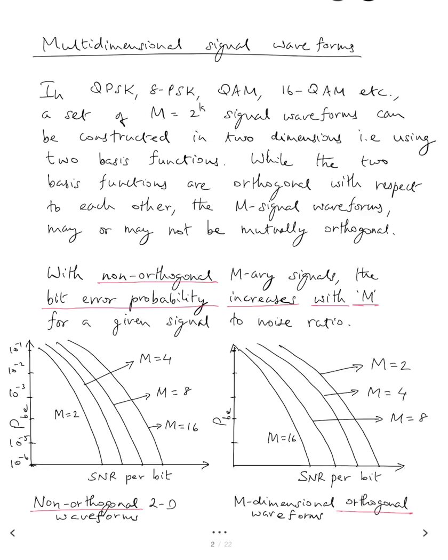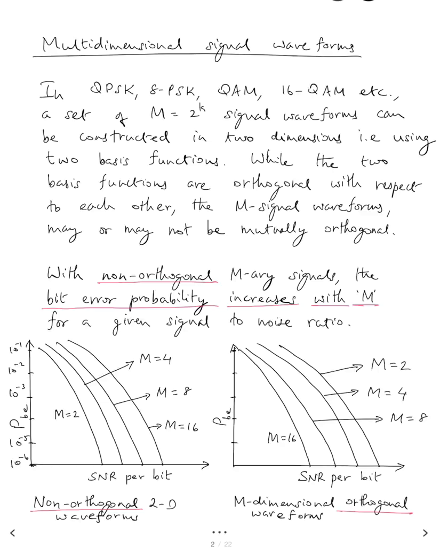Previously, when we talked about the modulation schemes in two-dimensional space, which involve two basis functions, we could create M such signal waveforms, right? M could be 2, 4, 8, 16, 32, 64, and so on. But all those signals were in a two-dimensional space, so there are only two basis functions which are orthogonal to each other, and in that two-dimensional space we created M such signals and used them to transmit our data.